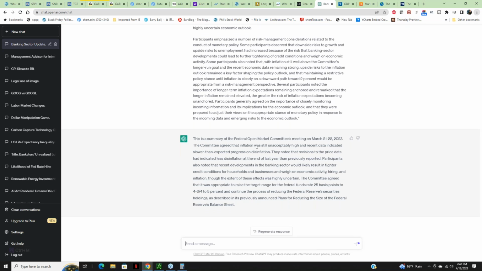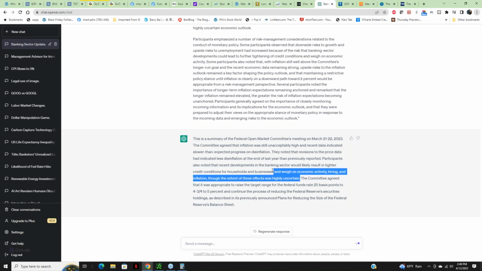The committee agreed that inflation was still unacceptably high, and recent data indicated slower than expected progress on disinflation. They noted the revisions to the price data had indicated less disinflation at the end of the year than previously reported. Participants noted that recent developments in the banking sector would likely result in tighter credit conditions for households and businesses and weigh on economic activity, hiring, and inflation, though the extent of these effects was highly uncertain.